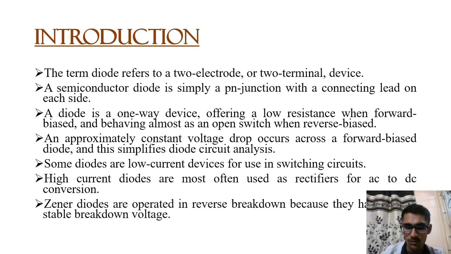There are also some low current devices for using in switching circuits. High current diodes are most often used as rectifiers for converting alternating current to direct current, that is AC to DC conversion. And Zener diodes, which is also an example of diode, operates in reverse breakdown because they have stable breakdown voltage.